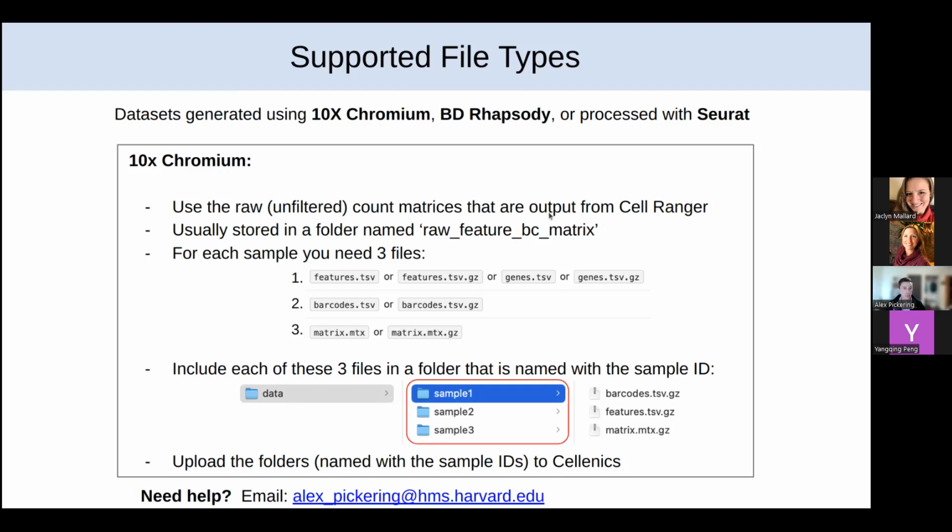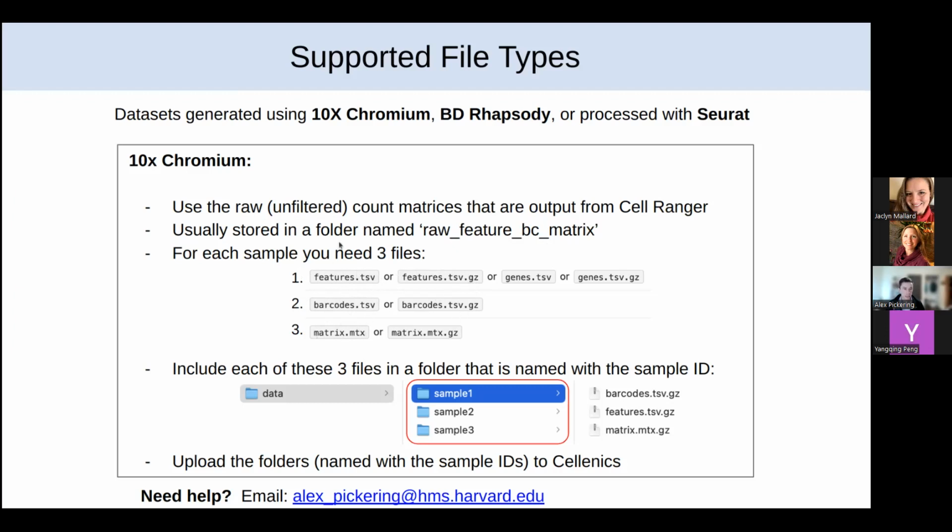And usually, if you're getting the data from a core, you'll find these inside of a folder called raw feature BC matrix. And you're going to need 3 files for each sample. So you'll need a features.tsv file, a barcodes.tsv file, as well as a matrix.mtx file. And these can be gzipped or not, it doesn't matter.